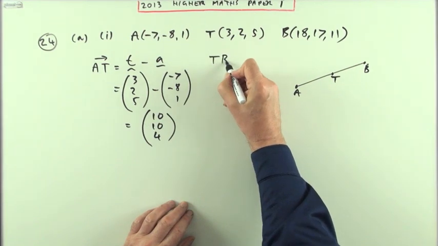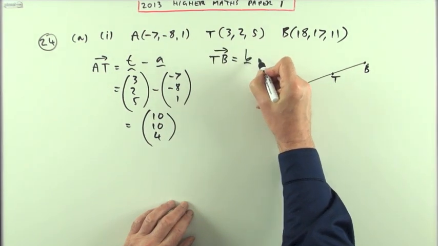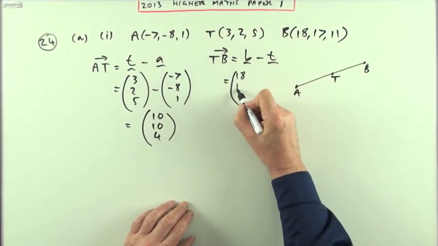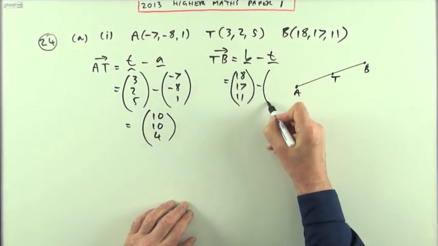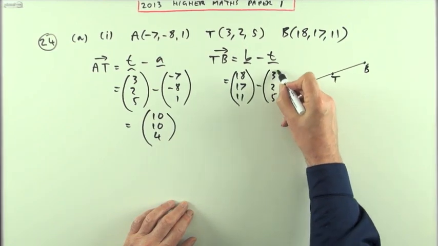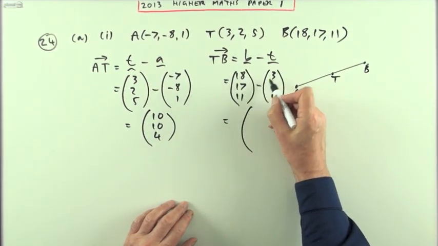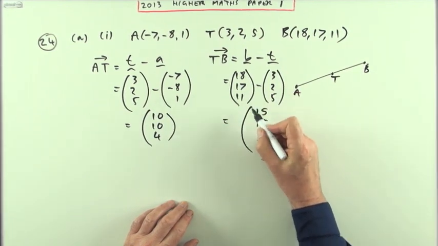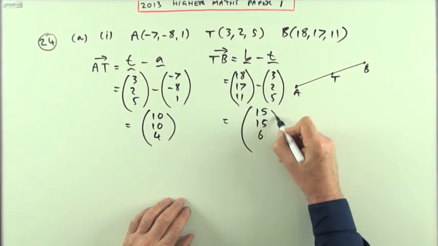Similarly, what is it from T to B? Well, that'll be B minus T. B is 18, 17, 11, and T is 3, 2, 5. So that would be 18 take away 3 is 15, 17 take away 2 is also 15, 11 take away 5, that's 6.